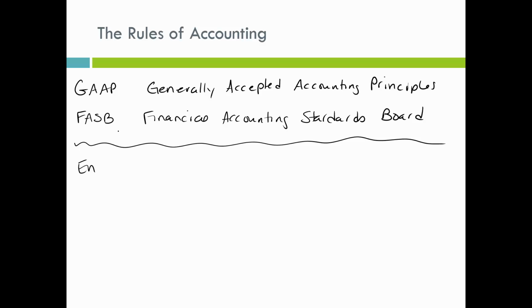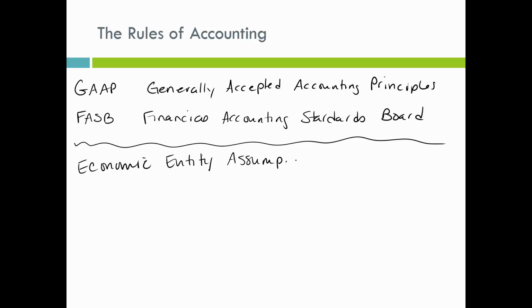One is the economic entity assumption. And this assumes, what we do is we keep our records. The business is a separate economic entity than the owner, all right?